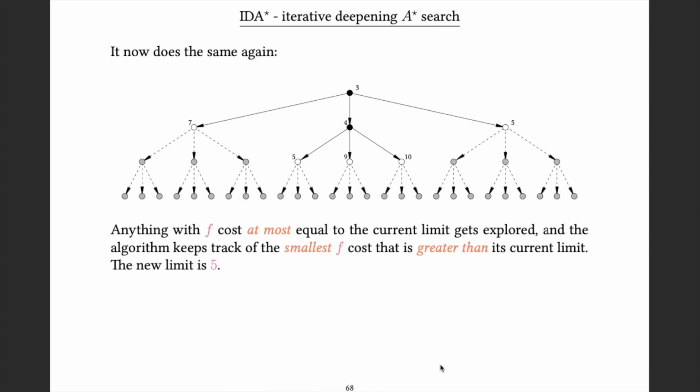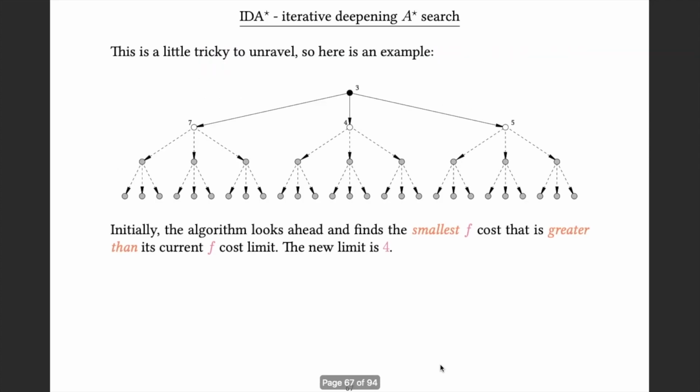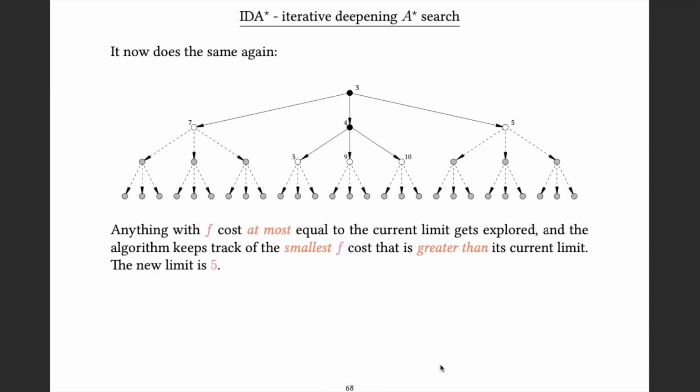It then calls contour on the second child of the root node. It sees that its f cost is 4, so we're still within the f limit, and it expands out the 3 children, which have f costs of 5, 9 and 10, which are all beyond the limit. So we get a value of 5 back. That's then less than 7. So within contour, again back here, next f has been updated to have a value of 5.